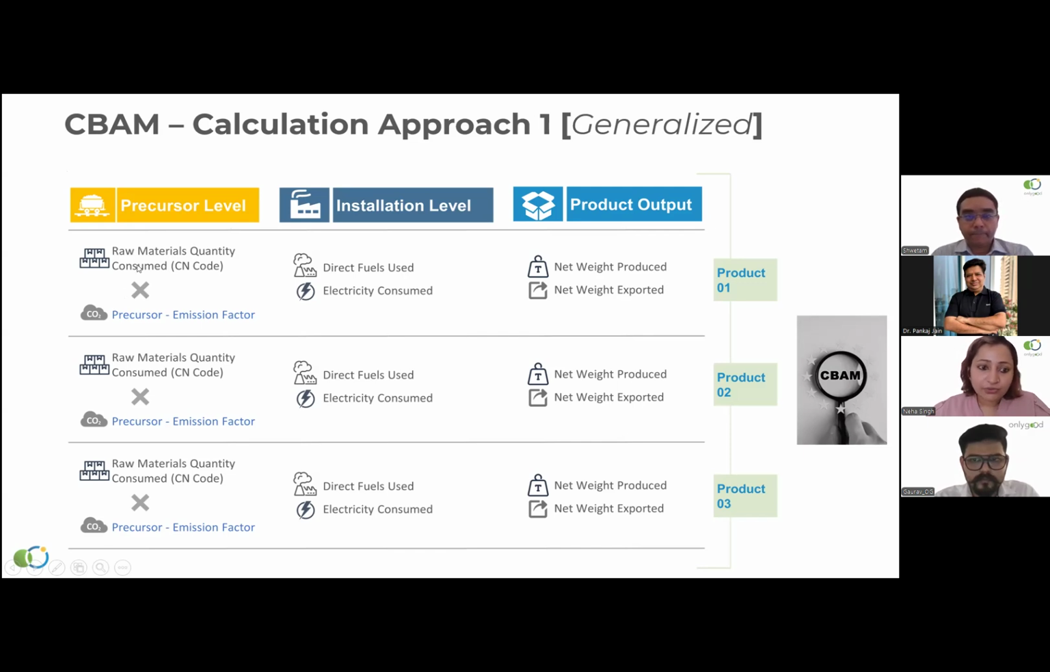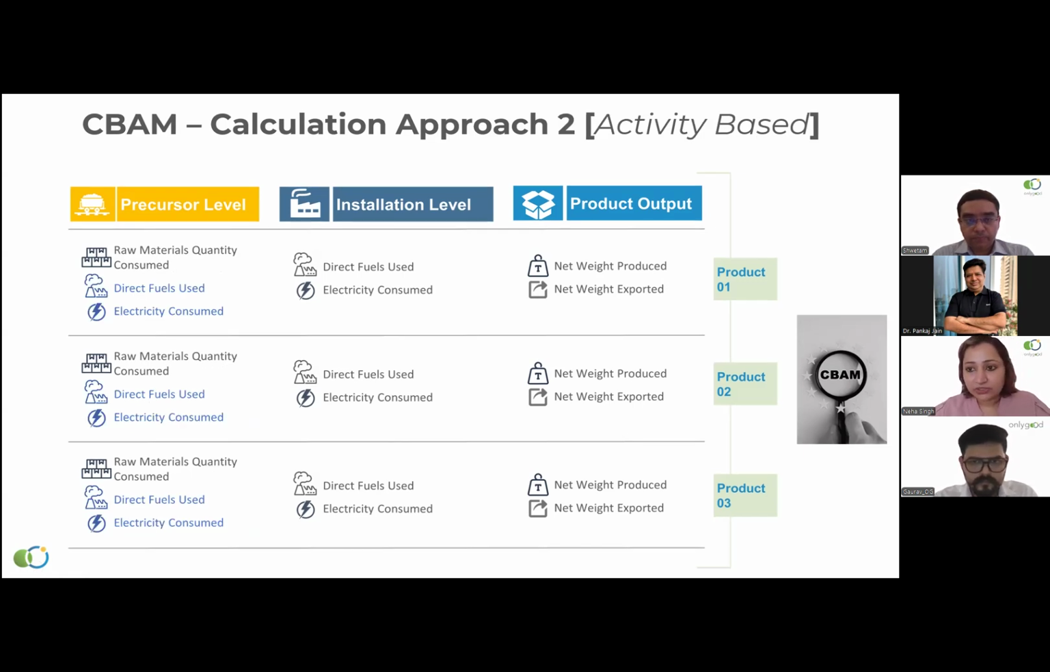Just to reiterate, currently, with the generalized approach, for any raw material that is getting used for this product, we used to figure out its CN code and multiply it by the emission factor. Now, this approach is going to become outdated very soon, and we already have to start setting ourselves up for the activity-based approach, in which I will now need, at the supplier level, precursor level, not just what raw material is used and how much quantity is used, but also, to create this raw material, what are the direct fuels and electricity consumed by my supplier to create this.